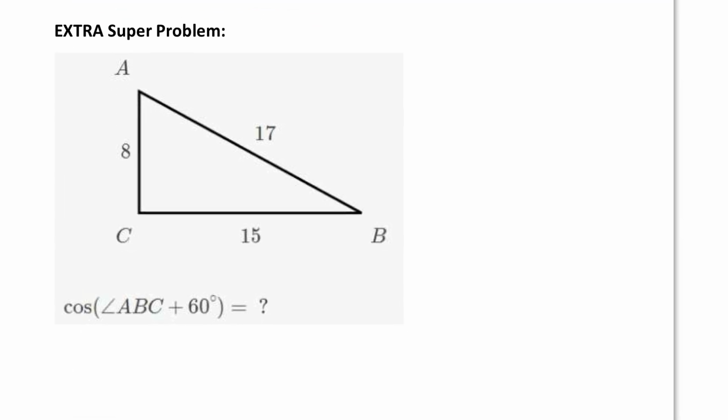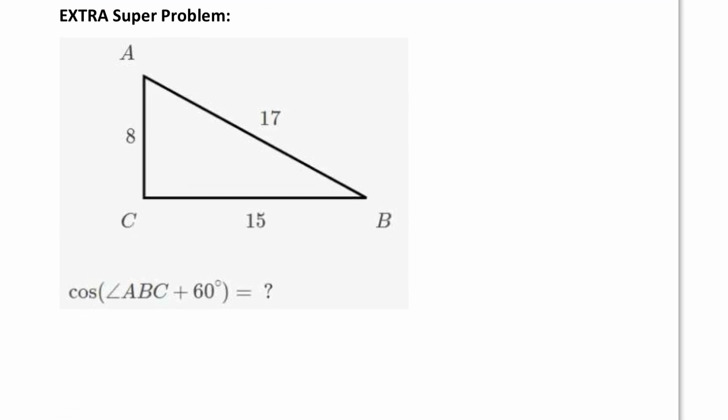And one last thing, I want to show you an extra super problem. So here we have this triangle, and we're asked to find cos of angle ABC plus 60 degrees and try to figure out what it is. This is just a really nice problem. It's kind of weird. There's a triangle, there's a cos, so what's going on here? I encourage you to pause the video and try to work on this a little bit. It's just a really neat application of this formula.